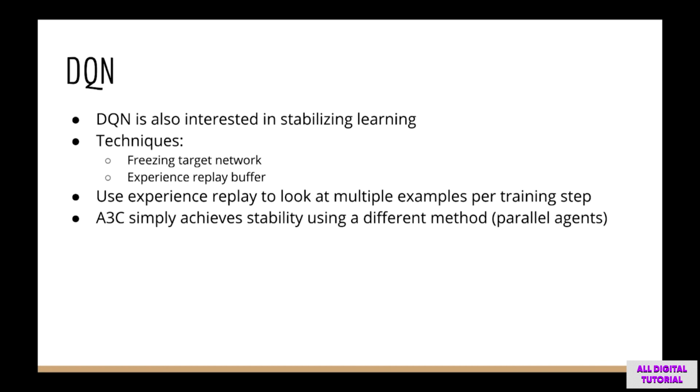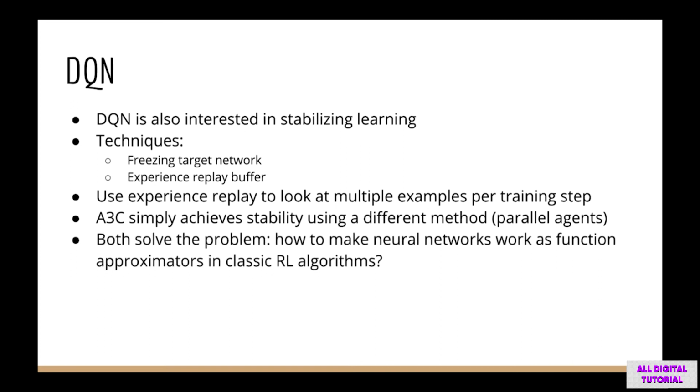It just so happens that with A3C, the way that we do this is by having multiple parallel copies of our agent playing the game. This is what allows us to make use of neural networks as our function approximator, whereas they don't work well with vanilla policy gradients without parallelization. In other words, Deep Q networks and A3C both try to solve the same problem, which is how can we make use of neural networks in classic reinforcement learning algorithms? They just happen to do it in different ways.